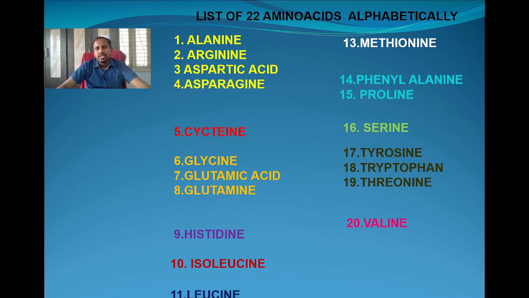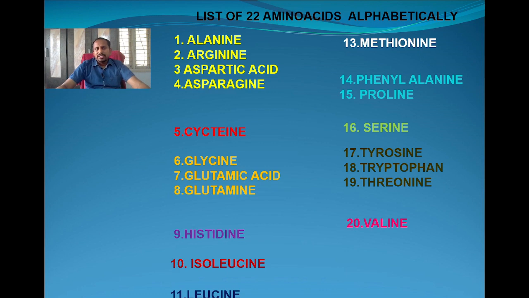Okay, these are the 20 amino acids alphabetically that you have to remember. In A we have alanine, arginine, aspartic acid and asparagine, 4 amino acids. In C only one amino acid, cysteine, is present. In G we have 3 amino acids: glycine, glutamic acid, glutamine. In H we have histidine. In I we have isoleucine. In L we have leucine and lysine. M, methionine. P, phenylalanine and proline. S, serine. And T, tyrosine, tryptophan, threonine.